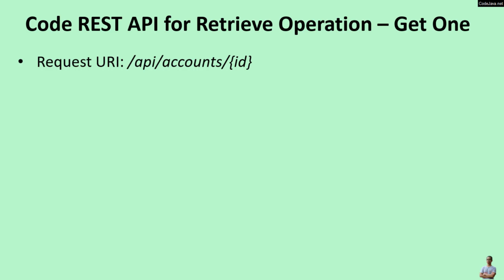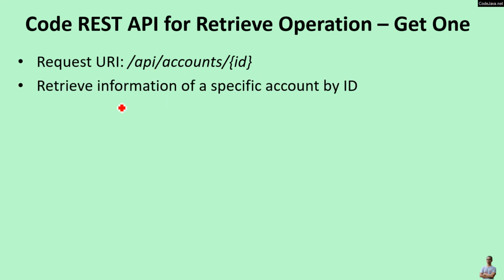Next, let's code the second REST API for the second retrieve operation. Get the information of a specific account. The request URI or the API endpoint URI is /API/accounts/ the ID of the account. The purpose of this API is to retrieve information of a specific account by ID. And the HTTP request method should be GET.